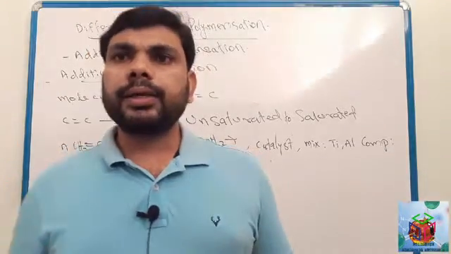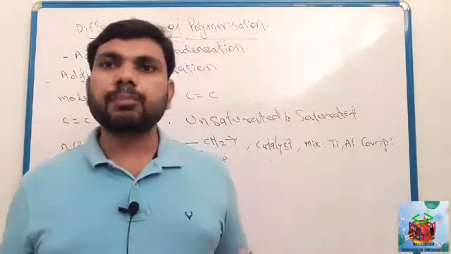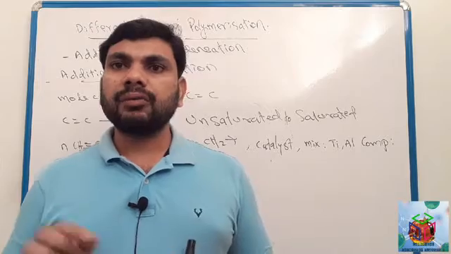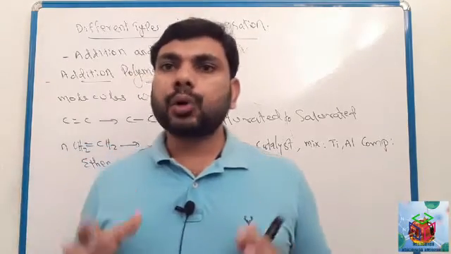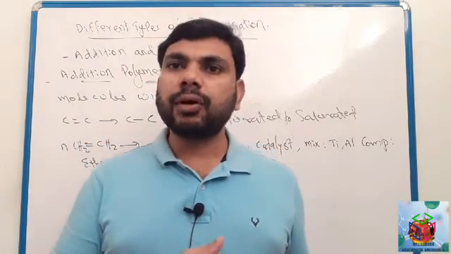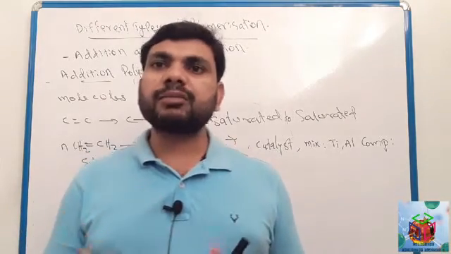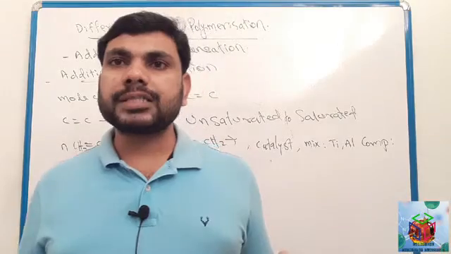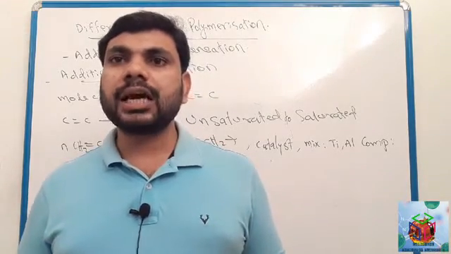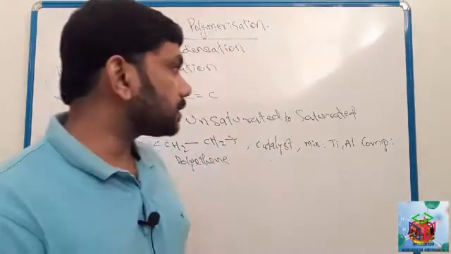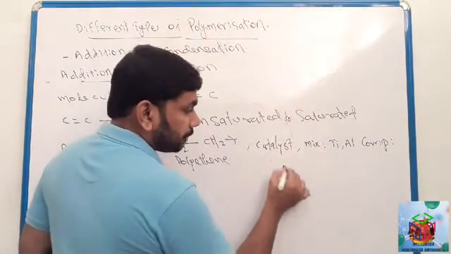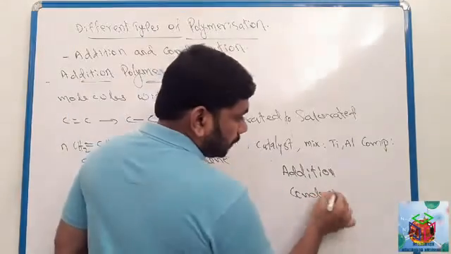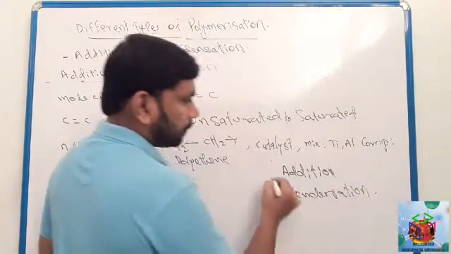Clear? Okay, next we have to discuss different types of polymerization reaction. We already discussed the process by which polymers are formed. Such a process is called polymerization. There are different types of polymerization: addition polymerization and condensation polymerization. These are two different types of polymerization. Addition and condensation.